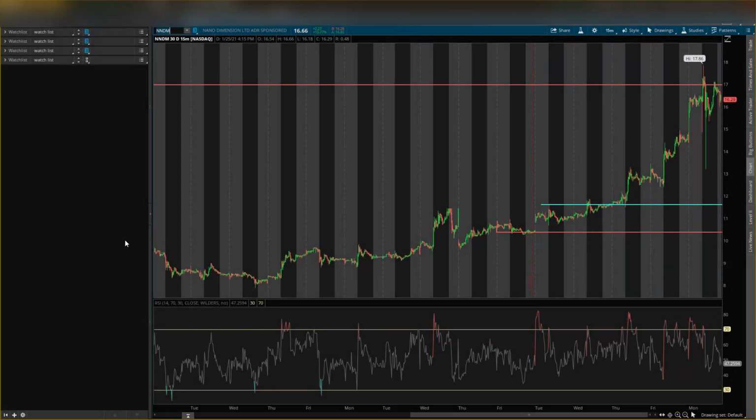Today we'll be talking about Nano Dimensions, ticker symbol NNDM. I'll be giving you guys some key support and resistance levels, and also this level that I told you guys to watch out for, and look how it acted right at that level, right?